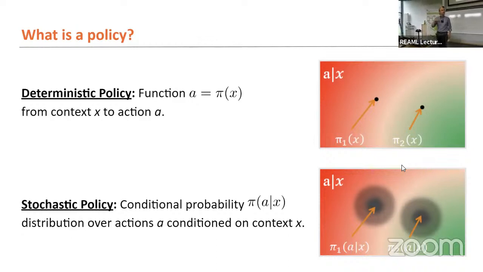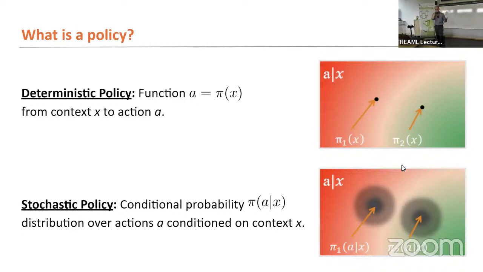Okay, so I've used this word policy over and over again without defining it. So let me actually really explain what a policy is. A deterministic policy, you typically call it pi, is just a function that takes in a context X and outputs, this is the action you should take, A.